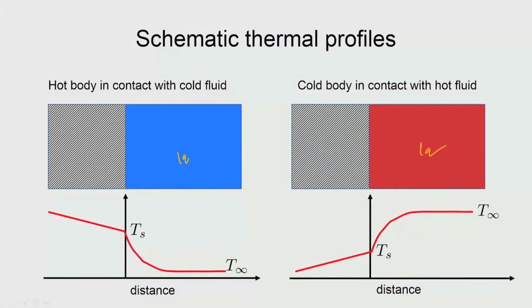Okay, whenever the heat transfer is happening, in the case of a hot body in contact with a cold body, we are actually drawing this way, so that heat is going that way. And in the case of a cold body with hot fluid across, we look at the heat going that way and the profile is drawn.